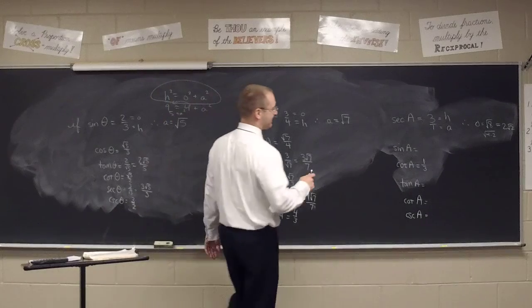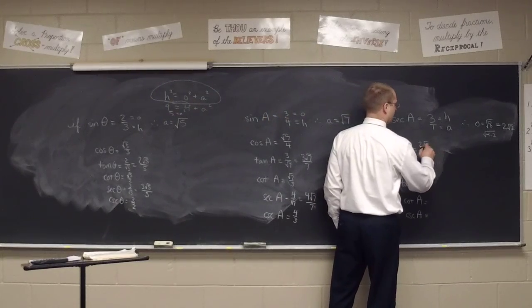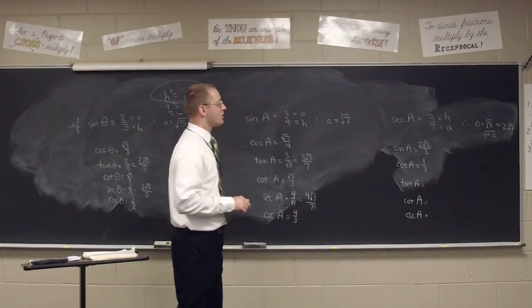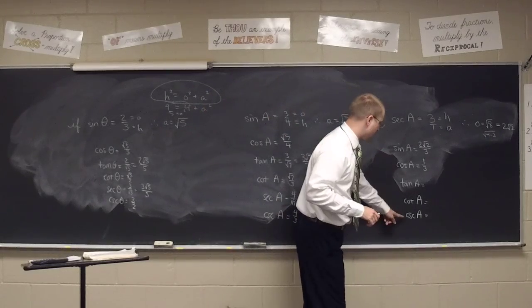Sine is opposite over hypotenuse. Opposite over hypotenuse, so 2 times square root of 2 over 3. Therefore, Chris, what's the cosecant? 3 over 4. The cosecant. Yeah, the cosecant.